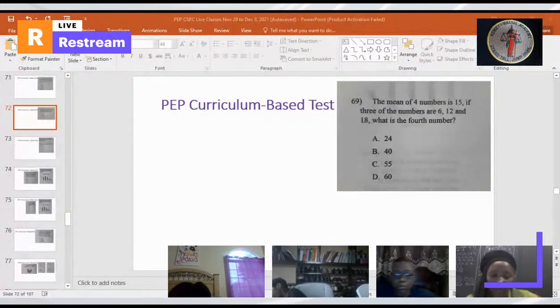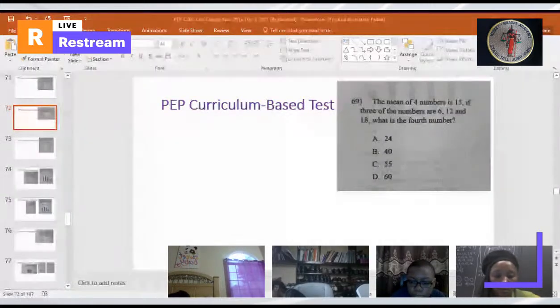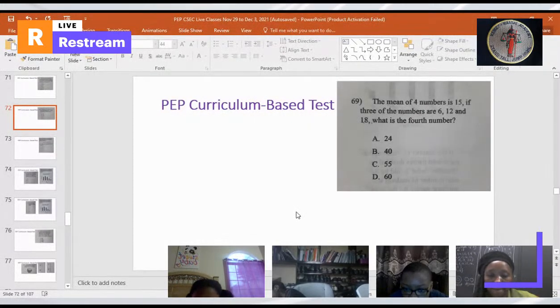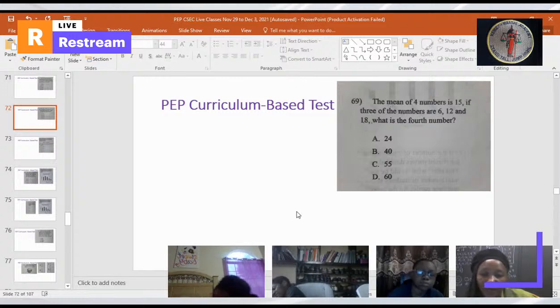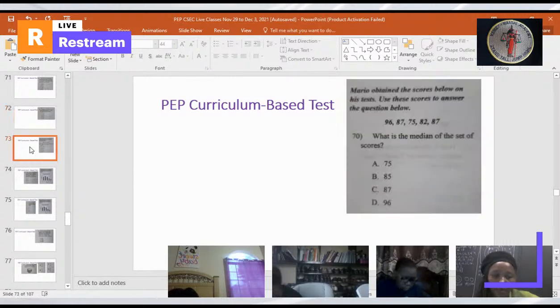So what do we get for that number, following those steps? 4 times 15 is 60. And when we add the 6, 12, and 18, we get what? 36. So we take the 36 from 60, and the final answer is 24. Miss, I agree. Correct. So that's A, 24. Okay.